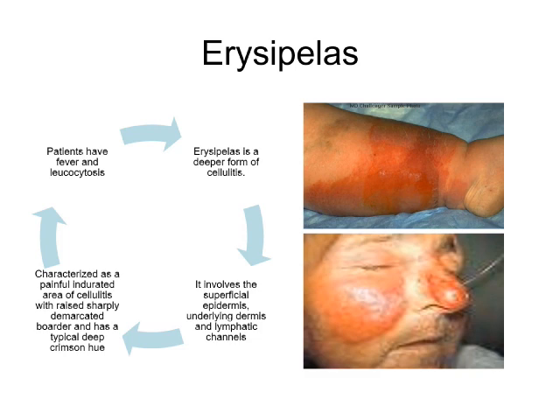Erysipelas is a skin infection that is caused by group A strep and sometimes by group B strep, group C strep, and group G streptococci. It is a deeper form of cellulitis. It involves the superficial epidermis, underlying dermis, and lymphatic channels. So it's quite extensive if you compare it to impetigo. It's characterized by a painful indurated area of cellulitis with a raised, sharply demarcated border and has a typical crimson hue.